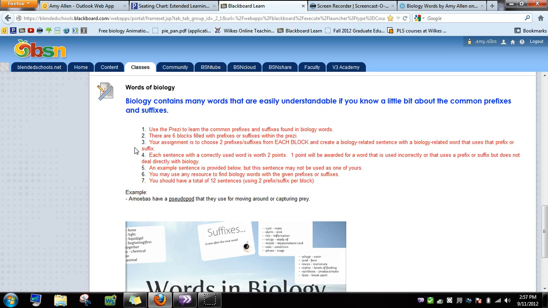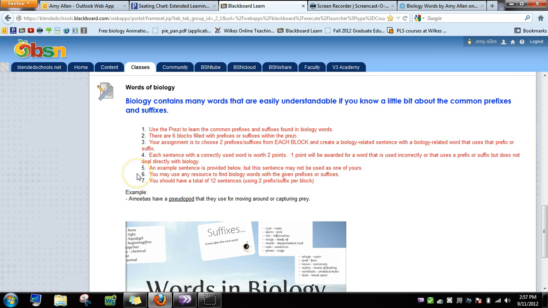Each sentence with a correctly used word is worth 2 points. 1 point for the word that's used incorrectly, or if it uses a prefix or suffix but does not deal with biology, will be taken away. Number 5, an example sentence is provided below. We'll go over that in a moment. You may not use that sentence as one of your own.